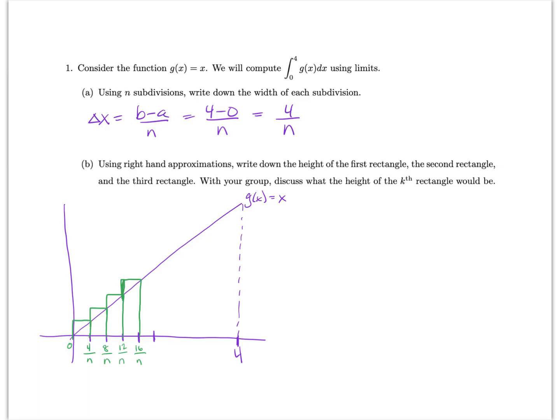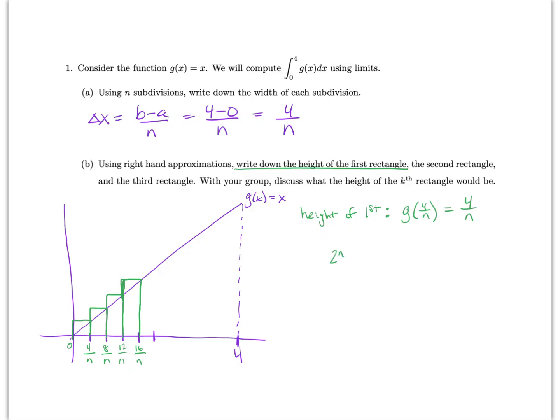So now I know the base and I can figure out the height. They just want me to write down the height of the first three rectangles. So the height of the first rectangle is going to be the height of the function at 4 over n. So it's g of 4 over n, but the function g is just g of x equals x. So the height is 4 over n.